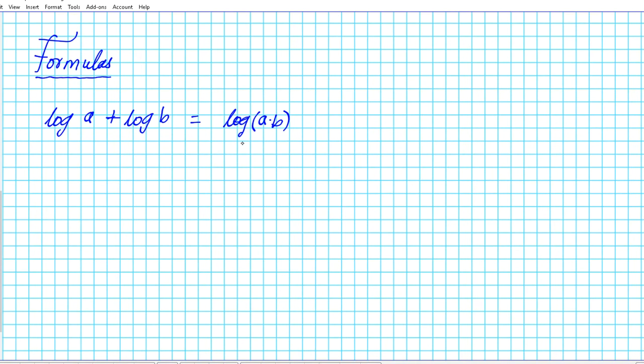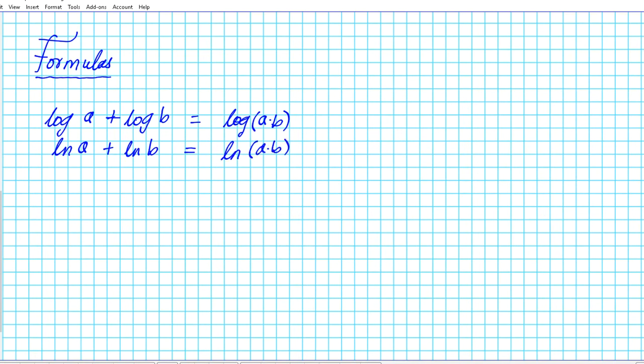So this is the common log representation. The same procedure applies to the natural log also. So if you're looking for the natural log of a plus the natural log of b, using the product property, this can be condensed into the natural log of a times b.